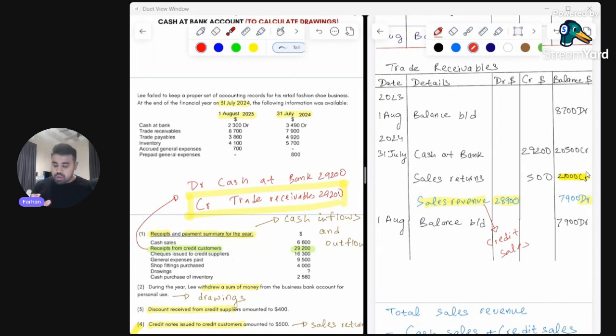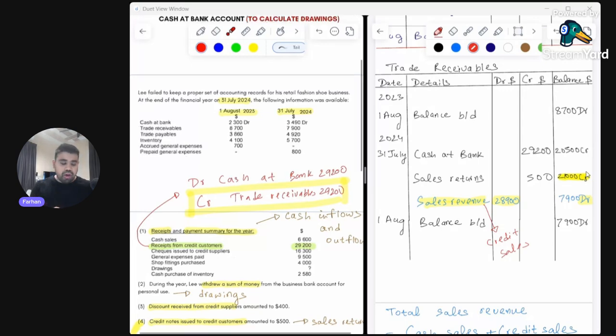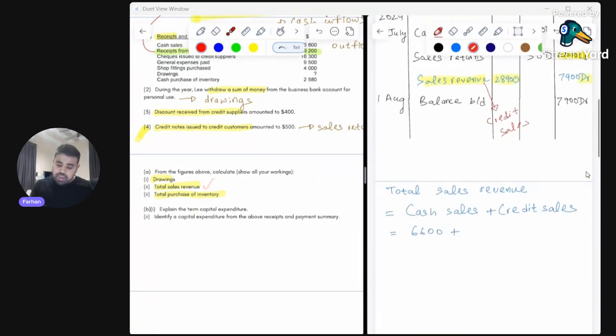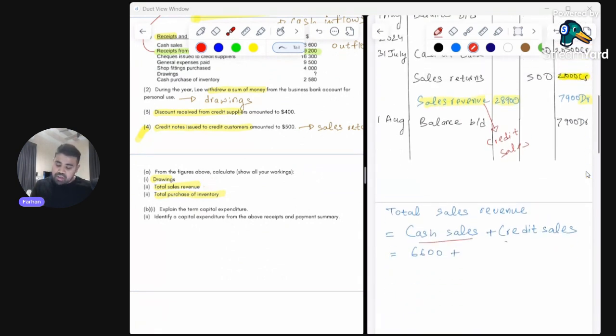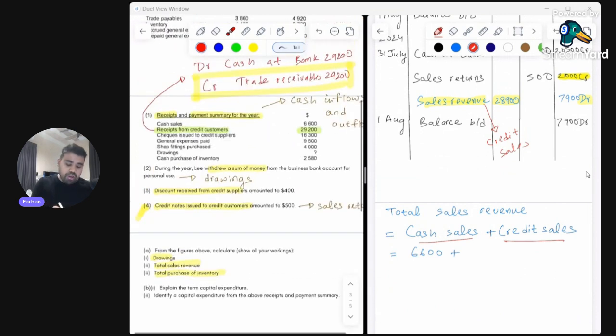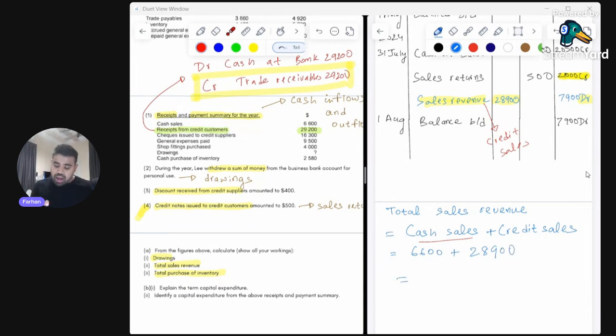All right. So the question requires us to find the total sales revenue. The total sales revenue can be calculated by simply adding the cash and the credit sales together. The cash sales is 6,600, which is the very first line that you can see in the receipts and payments summary. Now we are adding 28,900, which we have derived from the construction of the trade receivables ledger account. And that should leave us with how much?